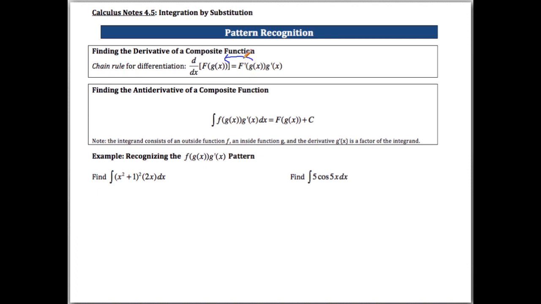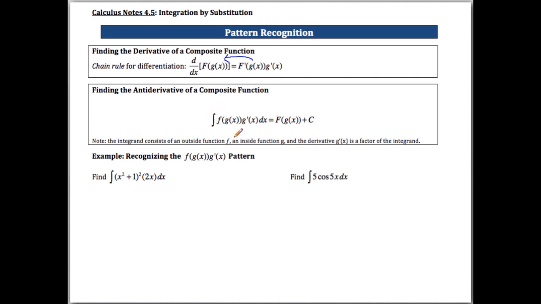So basically what we're going to look at here is if we can see this pattern in our integrand, then we know it's going to integrate to just be this. Okay, so it really just switched that around. So the integral of f of g of x times g prime of x dx is the antiderivative f at g of x. And then we have our plus c because notice this is indefinite integration.